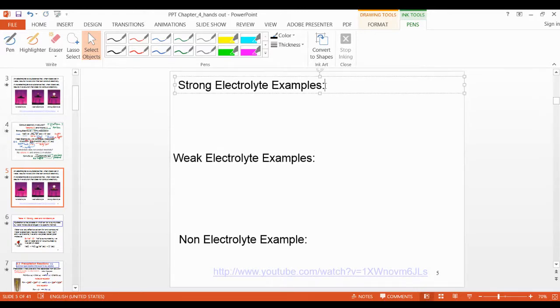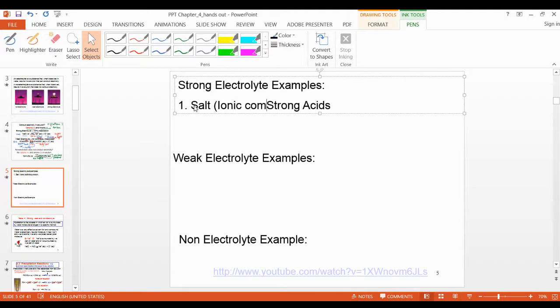All right, now look at here. Number 1, strong acids. First of all, I will write here salt. Salt means ionic compound. Okay, salt means ionic compound.